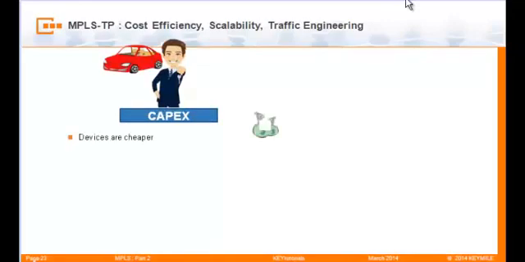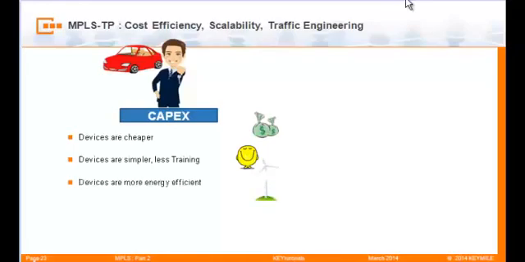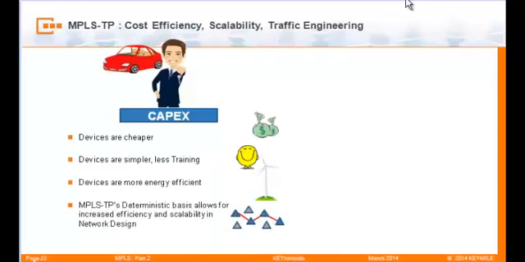The setting up costs are relatively low. MPLS TP devices are cheap because they don't need all the complexity of routing capability. They're simpler to work with, so less training is required. They're more energy efficient, requiring smaller power supply systems. And because of the deterministic nature of the paths, MPLS TP is highly scalable. And the economies of scale are well known.